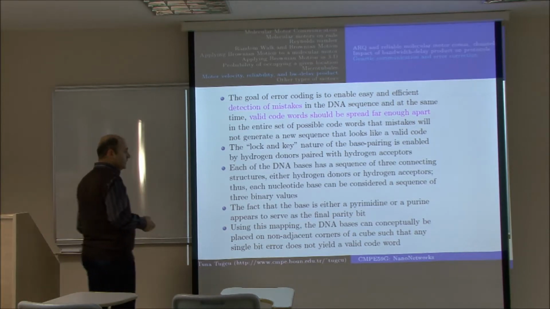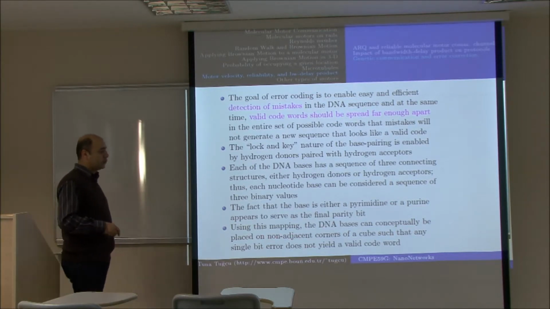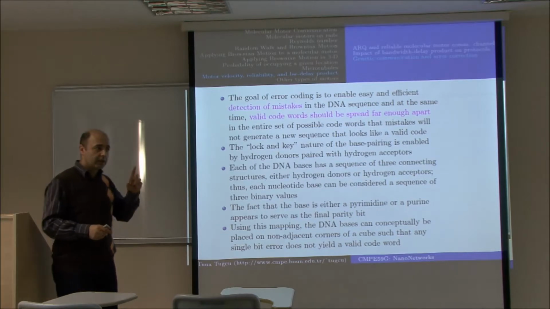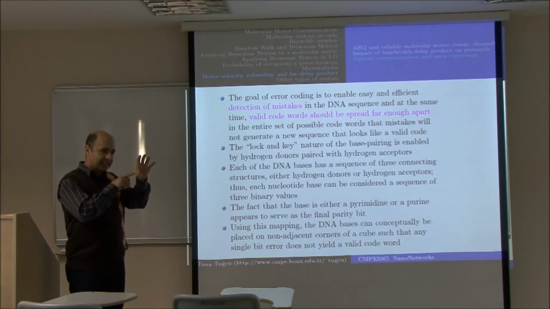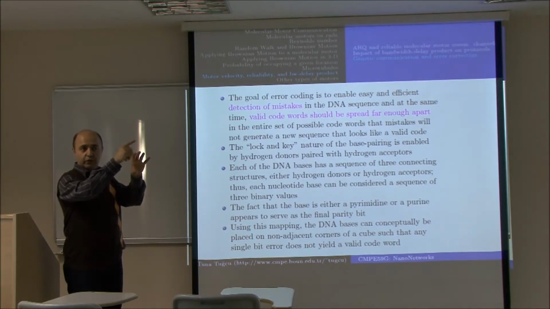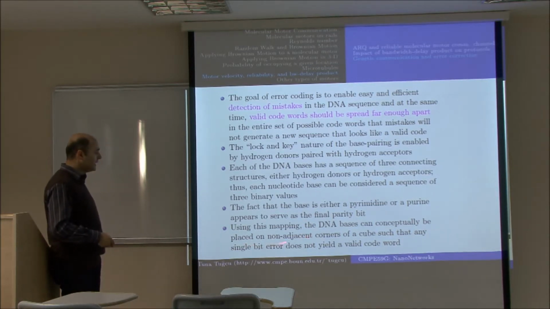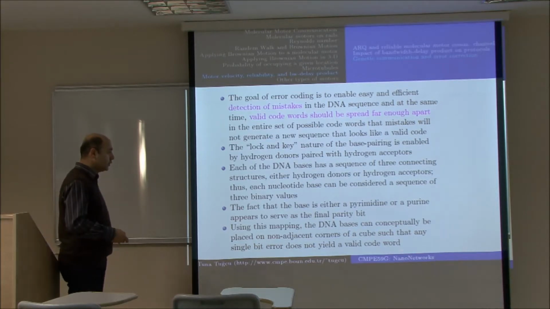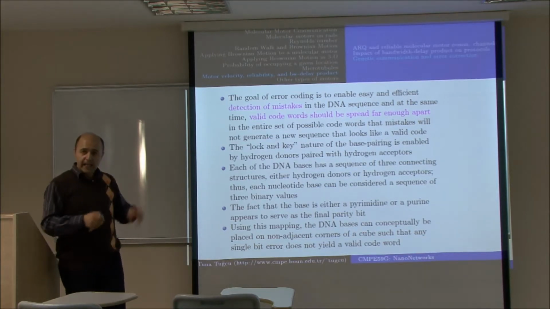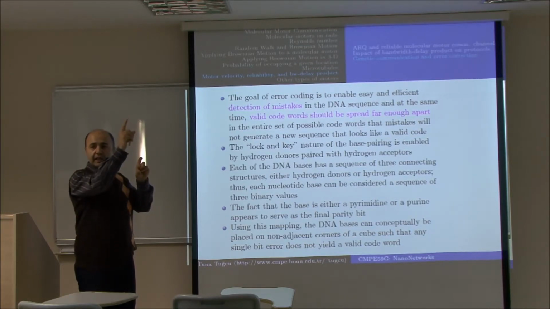During this mapping, the DNA bases can conceptually be placed on non-adjacent corners of a cube. Consider a cube: you have one here, you don't have the other one at the other end of the link. It has to be at the other corner. If you place them in such a manner, then a single bit error will not take you to a valid code word, because a single error would take you to the other end of the edge, but you don't have a valid code there. You need 2 errors together to go from one valid code to the other, for example.